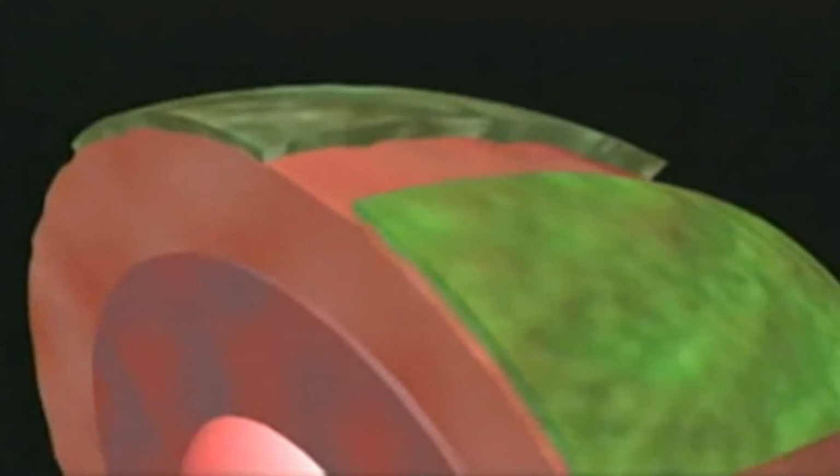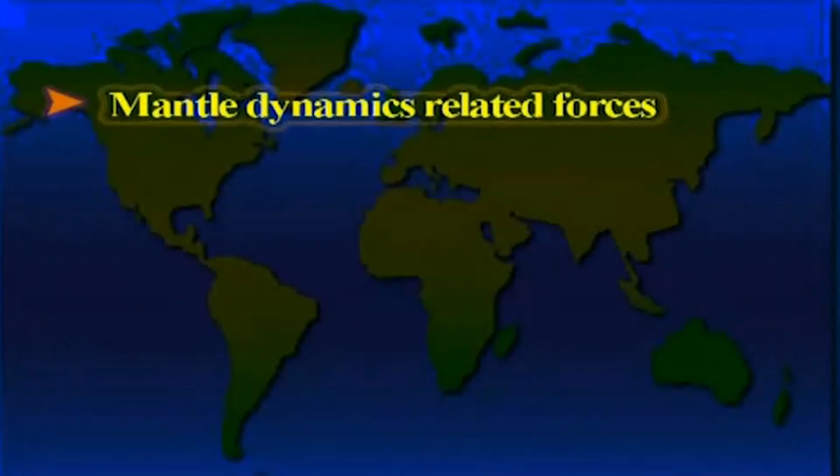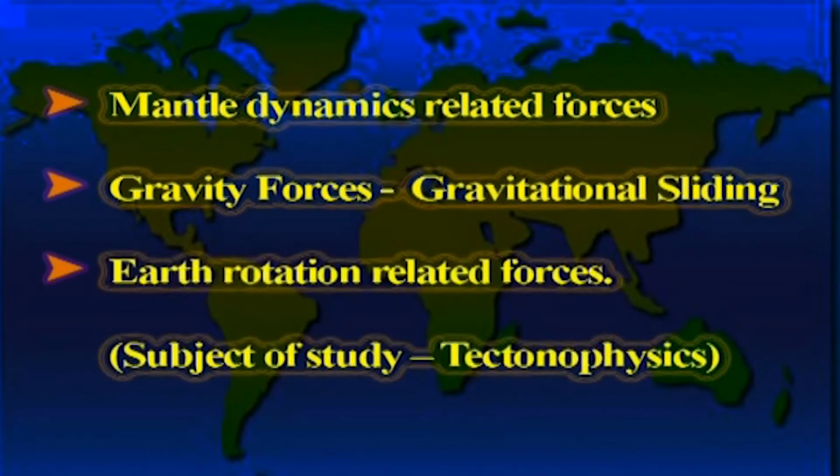Dissipation of heat from the mantle is the source of energy for plate movements through convection, large scale upwelling and doming. The weakness of the asthenosphere allowed the tectonic plates to move easily towards a subduction zone. Three major categories of driving forces exist in this: mantle dynamics related forces, gravity forces or gravitational sliding, and earth rotation related forces, which all come under the subject called tectonophysics.